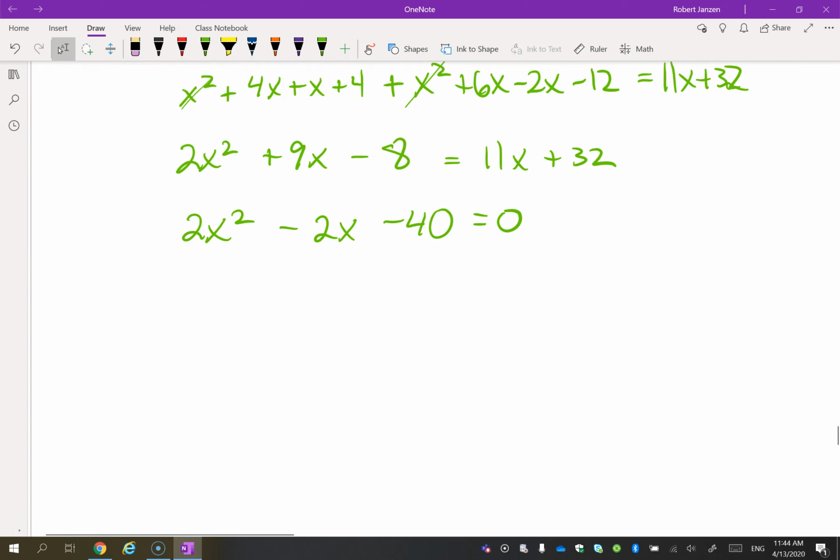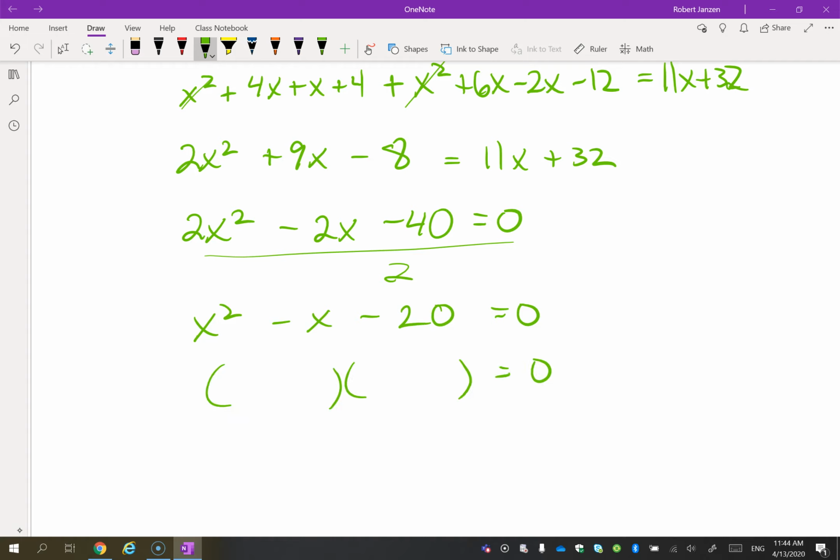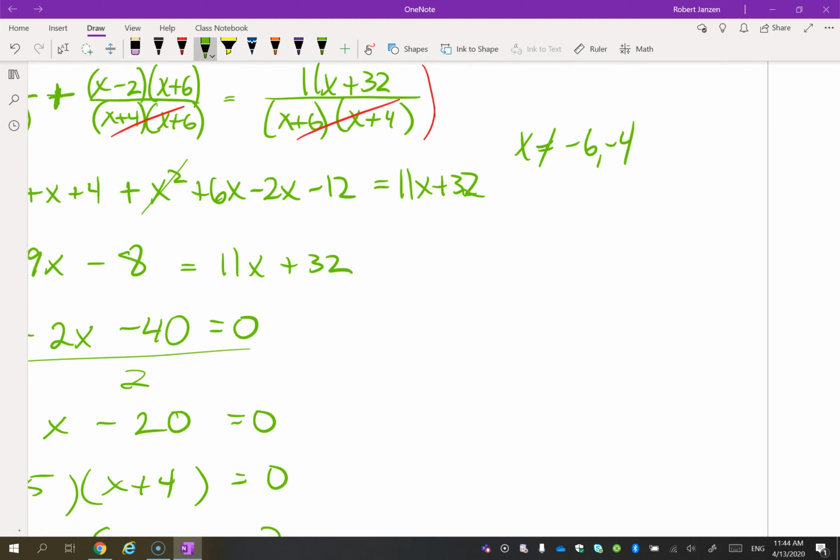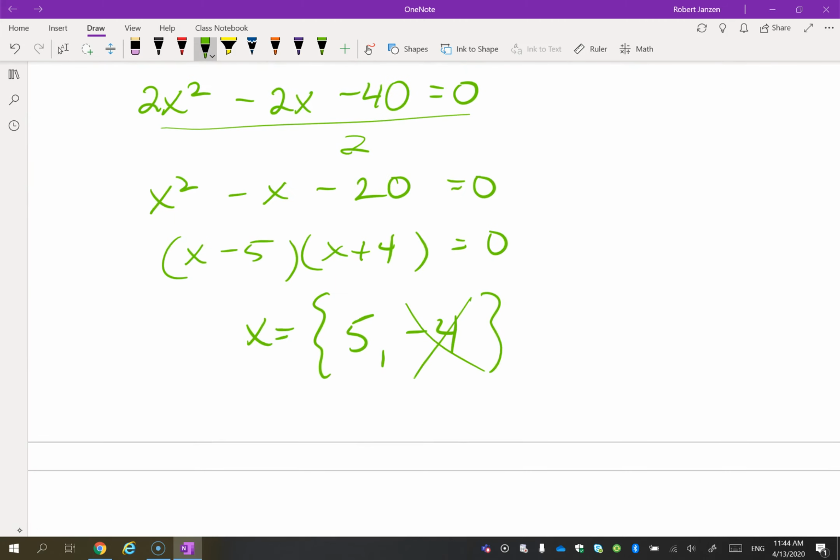Okay. Can I factor this? Well, I can divide everything by a 2. x squared minus x minus 20. Factor this, I get x minus 5, x plus 4. So x is 5 and negative 4. Checking my non-permissible values, I can't have a negative 4. Okay?